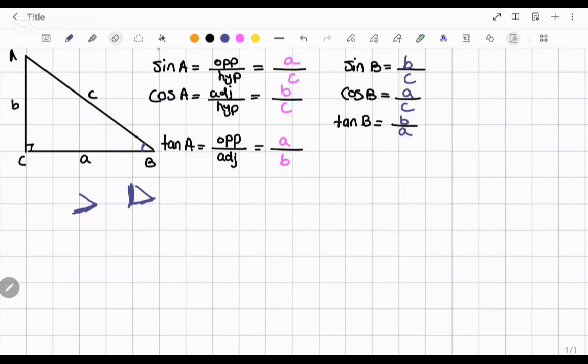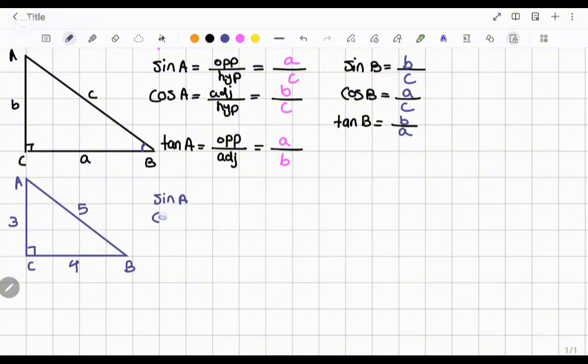Okay? So I'm gonna make another triangle and I'm gonna be back with my example. So guys, imagine that this triangle is given to you and the question tells you to find sine, cosine, and tangent of angle A and angle B.